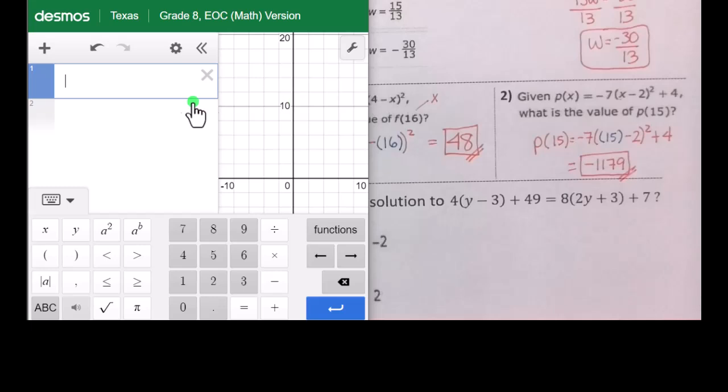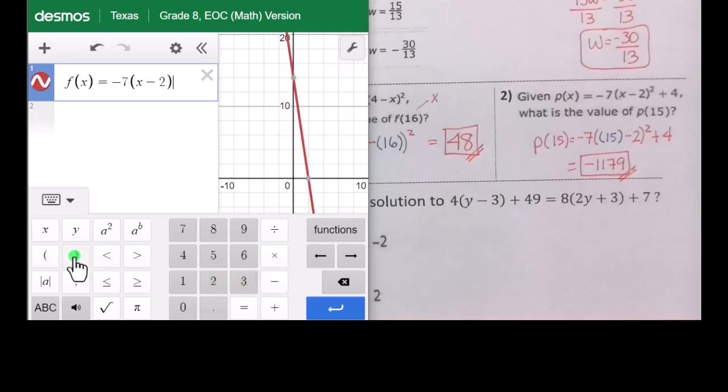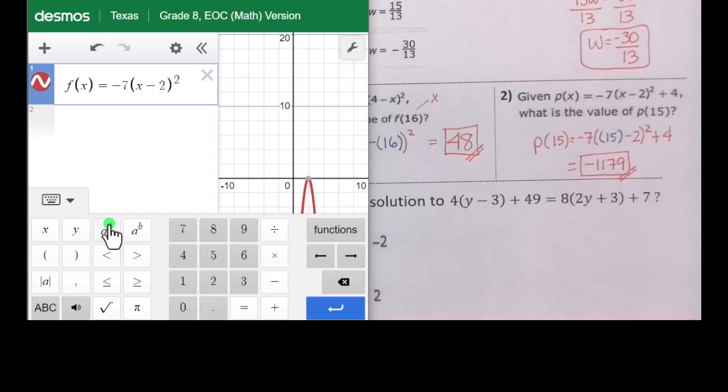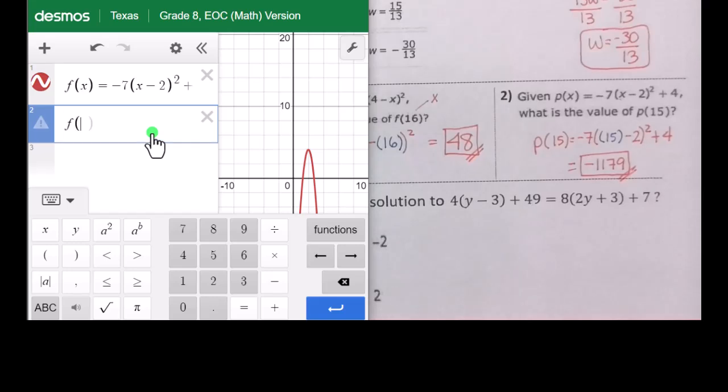We're going to copy the next function. So f of x equals negative 7 parenthesis x minus 2 close parenthesis squared, and then plus 4. We double check that is correct. Yes, it is. Now click the second one, and we're going to use f of 15.